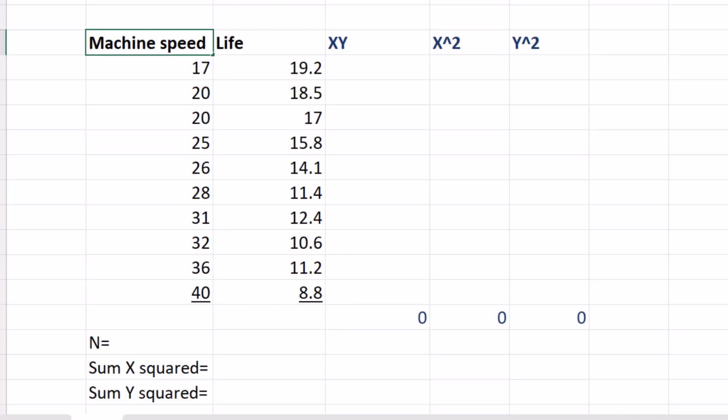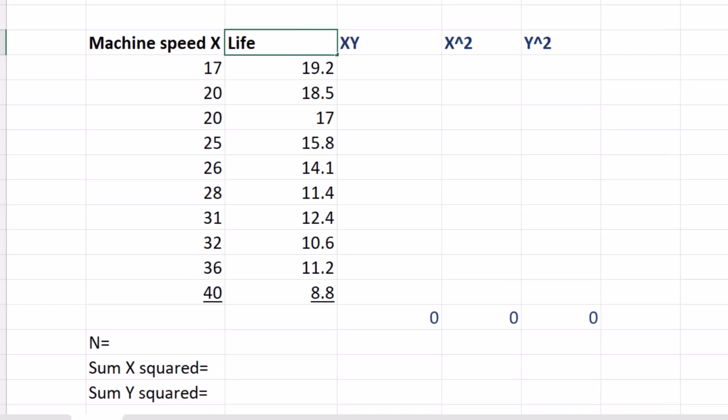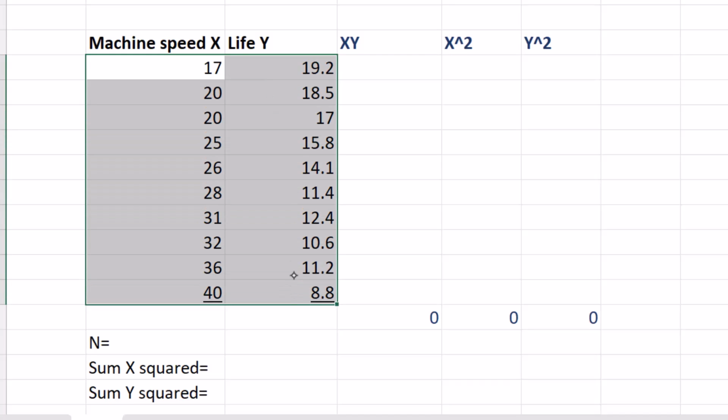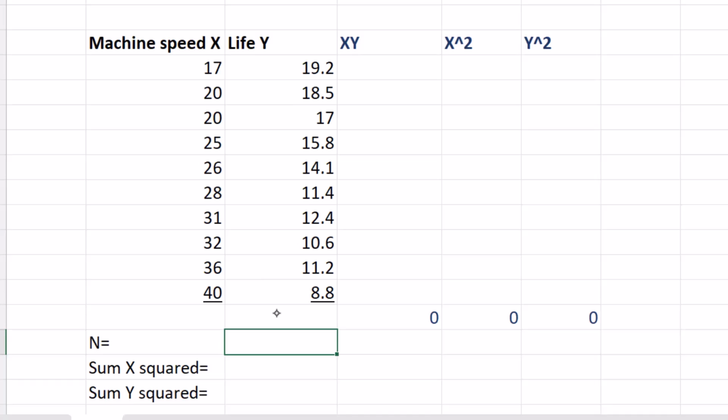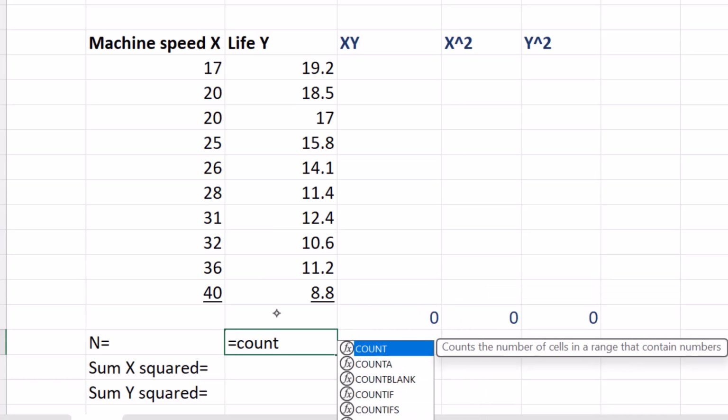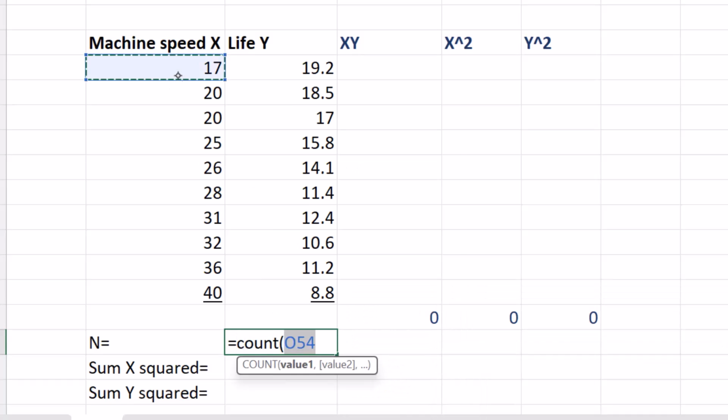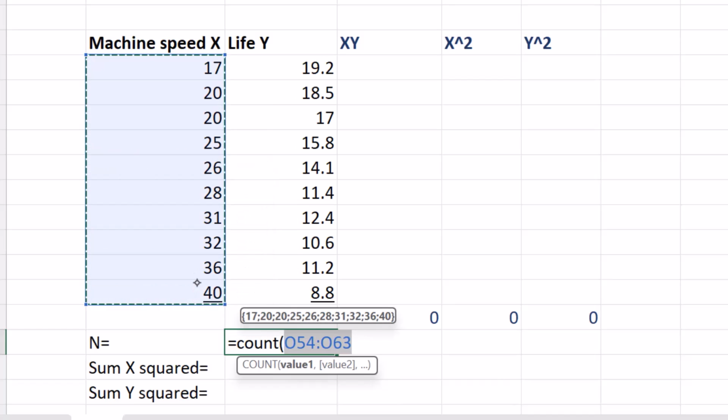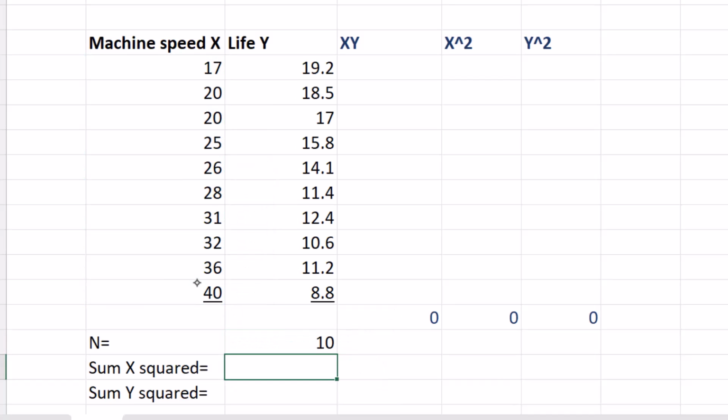Machine speed is X, life is Y. And the first thing we need to do is get the number of observations. So we count up the number of rows. We can very quickly do that in Excel with the count function. So I grab that and we should see that there are 10 rows.